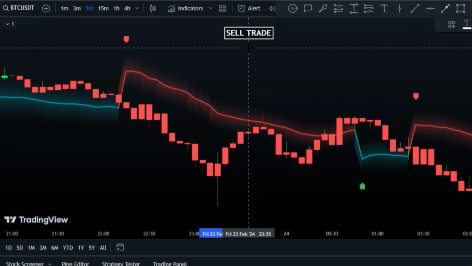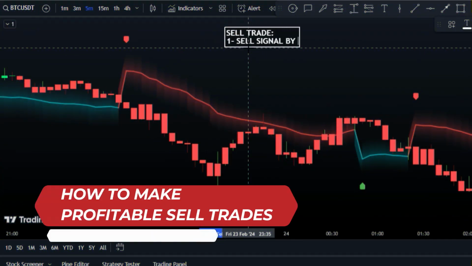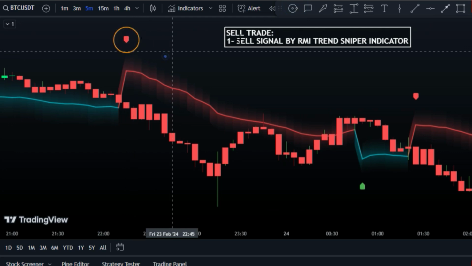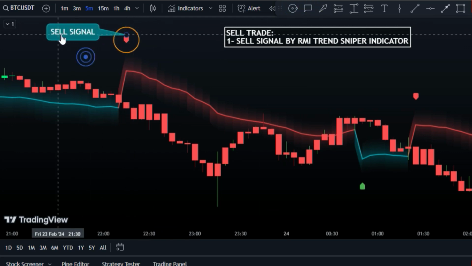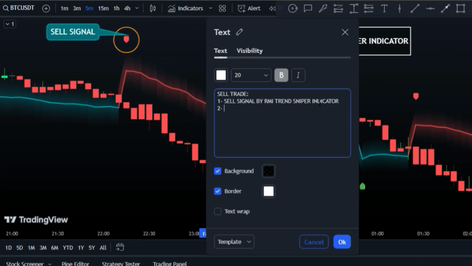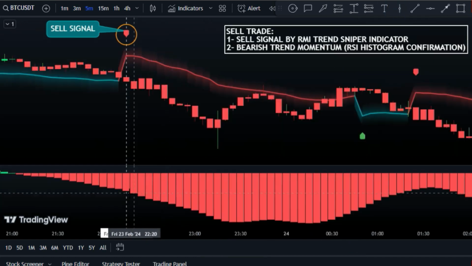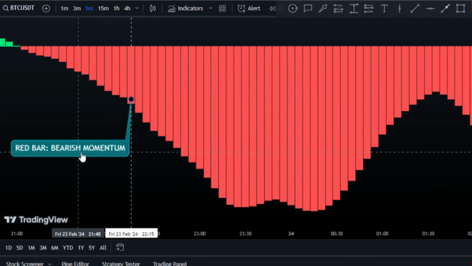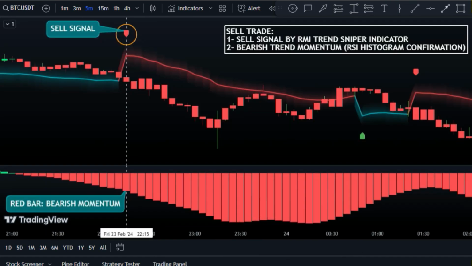Now that we covered the steps for entering a buy trade, let's explore how to apply our strategy to a short trade. When considering a short trade, begin by looking for a sell signal from the RMI trend indicator on the chart. Next, examine the RSI histogram. If the histogram shows negative bars below the midline, this indicates a declining momentum in the market, confirming the sell signal. So once the RSI histogram validates the signal, you can confidently enter a short position.